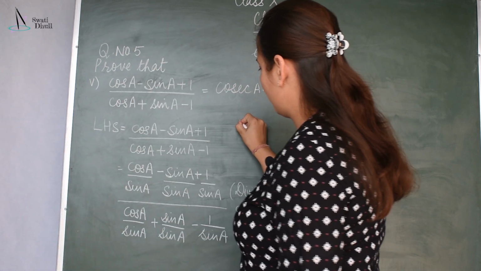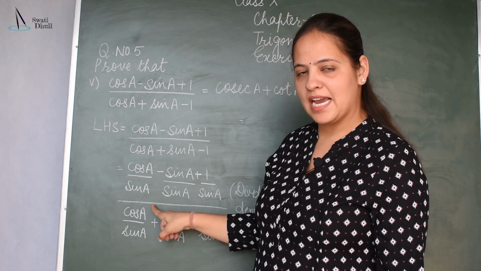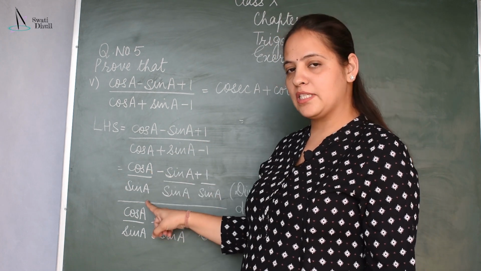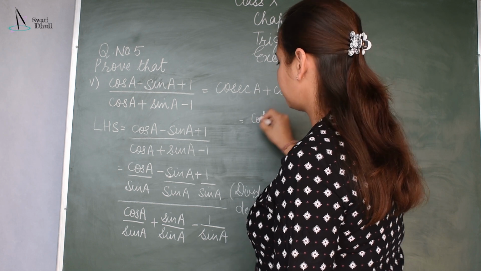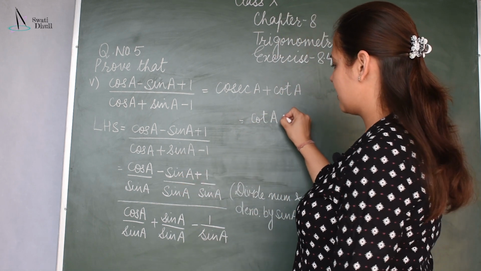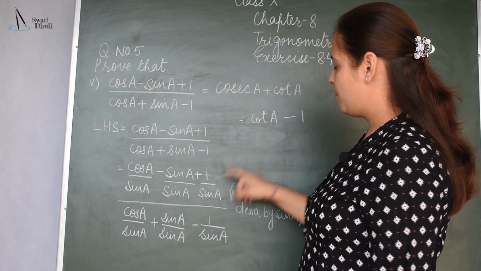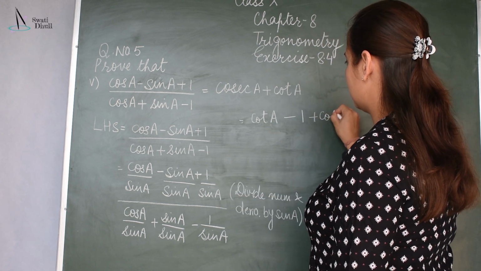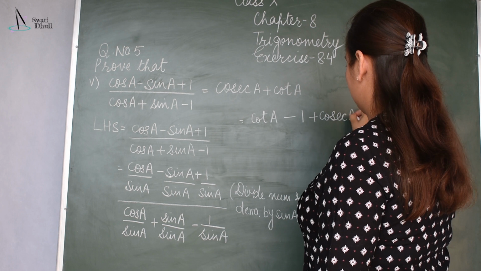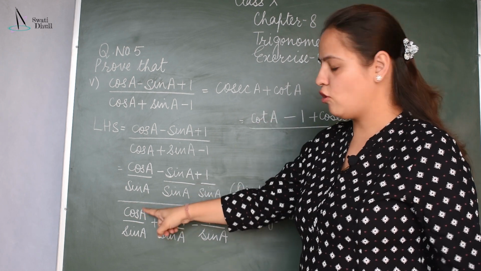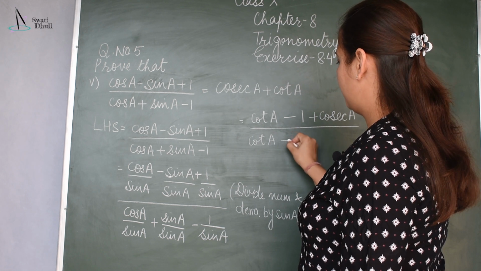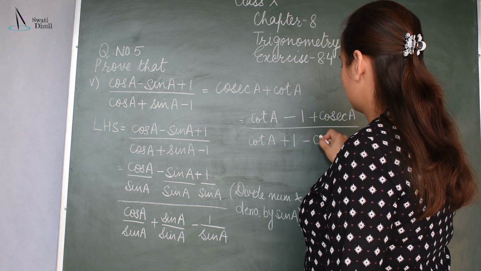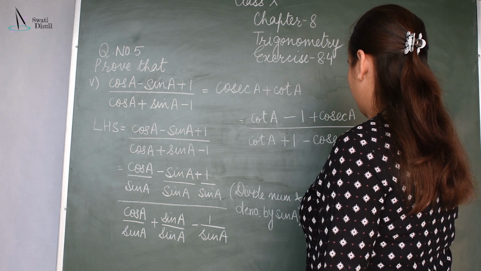So here what will I get? Cos A upon sine A. I know that cos upon sine function is the cot function, so cot A. Sine upon sine will be cancelled out, so minus 1. 1 upon sine A is cosecant A. Divided by cos A upon sine A, again cot A, plus 1 minus cosecant A.